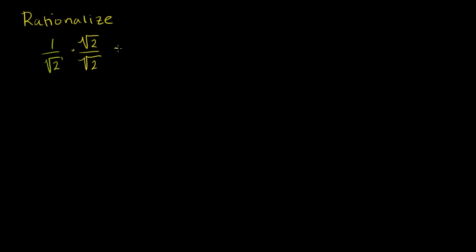So what's this going to be equal to? The numerator is going to be 1 times the square root of 2, which is the square root of 2. The denominator is going to be the square root of 2 times the square root of 2. Well, the square root of 2 times the square root of 2 is 2. By definition, this squared must be equal to 2, and we are squaring it, we're multiplying it by itself. So that is equal to 2. We have rationalized the denominator.